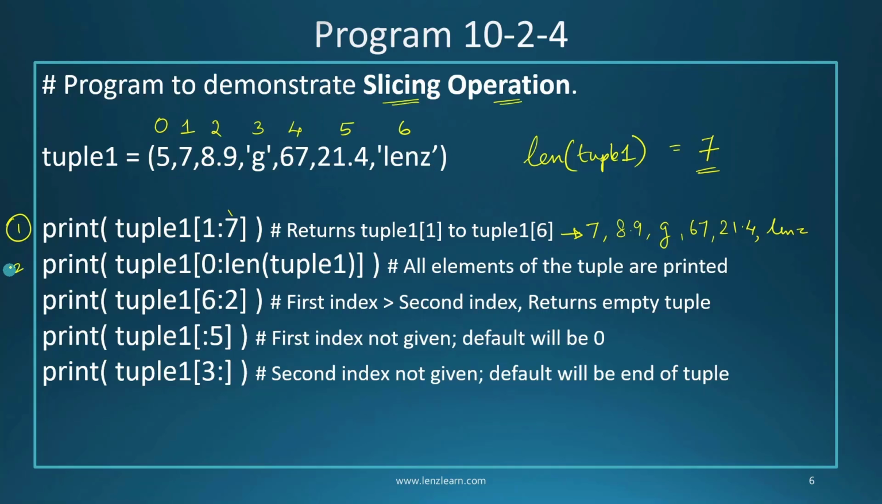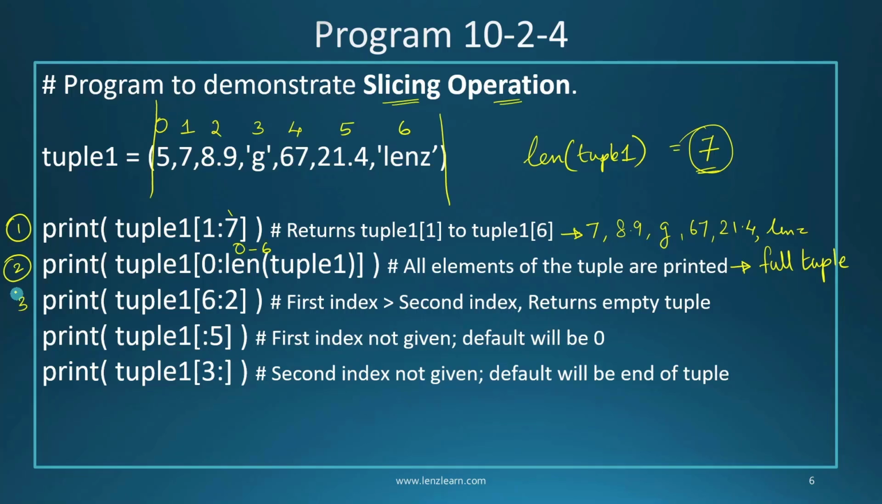Now we go to the next print statement. Now here, I want to start cutting at 0. So it will start at the very beginning and then it should stop until the length of tuple 1. So you can see the length of tuple 1 is 7. So you can go from 0 to 6, which means that is this entire tuple. So this print statement will print the full tuple as the output.